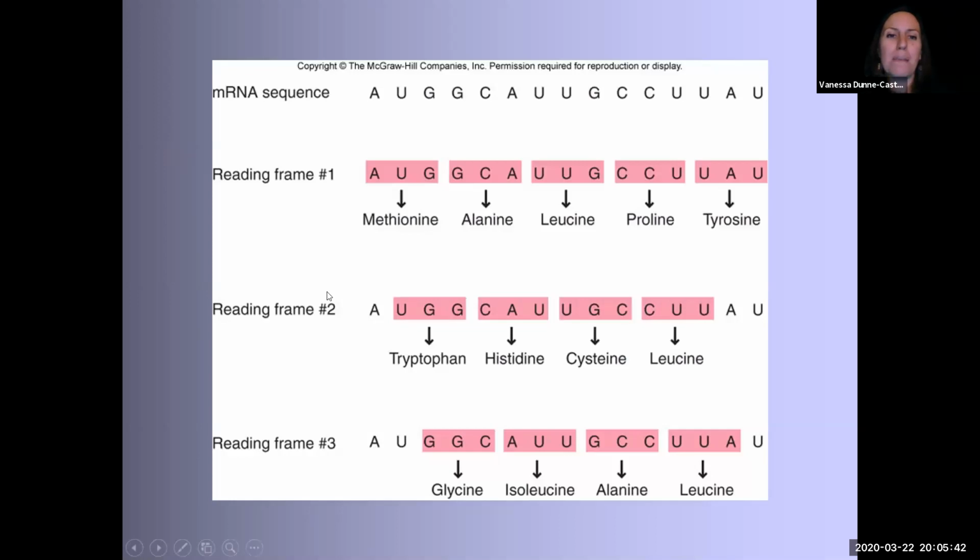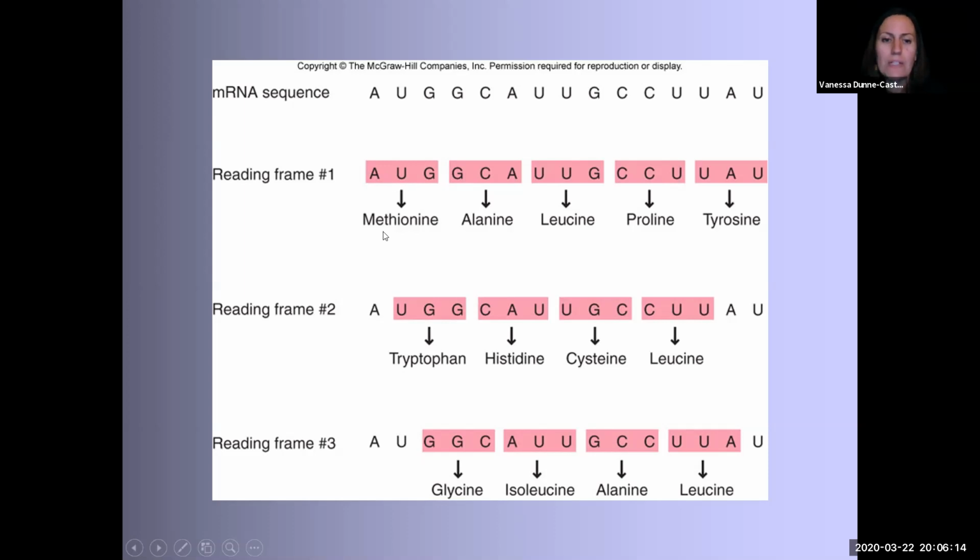So for this messenger RNA sequence at the top, you could begin reading with the very first letter and group these into groups of three nucleotides in a row that makes one codon. This would be the reading frame number one, where you begin at that first site. Now notice the grouping of each of these three nucleotides in a row for all of these codons creates this particular sequence that when you go back to our genetic code chart, you would find this series of amino acids associated with this codon sequence.